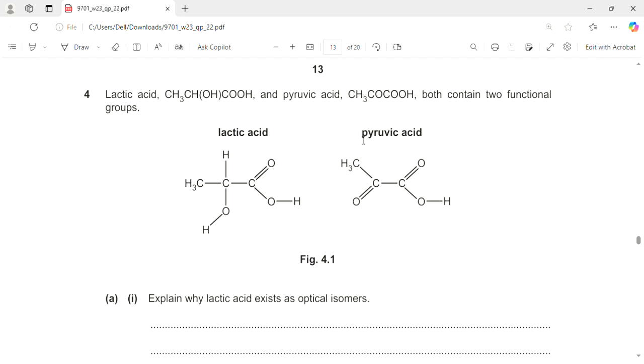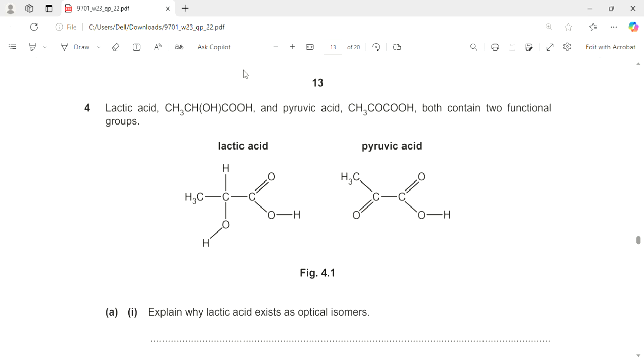Okay, we can clearly see there's a hydroxyl group and a methyl group, and there is a carboxylic acid. Okay, so we have seen that. And there is a ketone group. Okay, so explain why lactic acid exists as optical isomers.